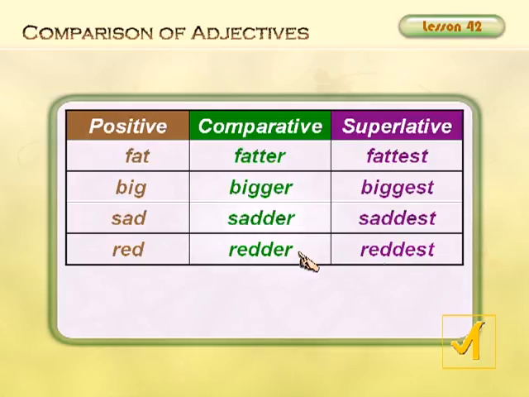Red, redder, reddest. So here it becomes REDDER. You add another D, reddest. So double D and EST. So in all this, they end in consonants.